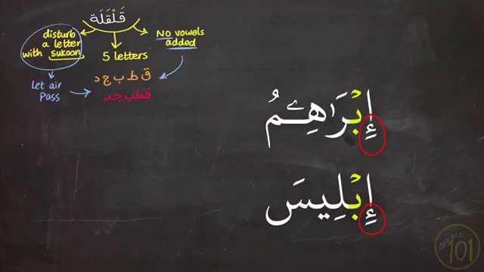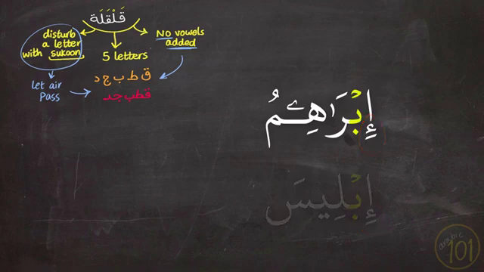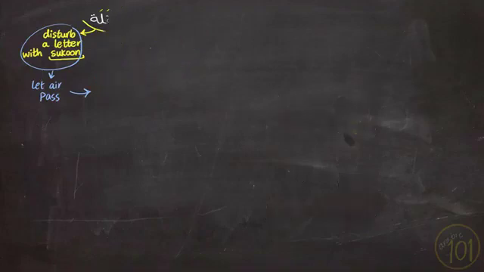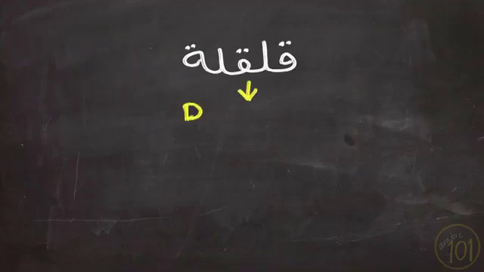So you have to be cautious not to accidentally add a vowel similar to the vowel found on the letter you see before the letter of qalqala. So then it would be wrong to say Ibrahim. Ibrahim. That is wrong. The correct is Ibrahim. And it would be wrong to say Iblis. That is not correct. The correct version is Iblis.